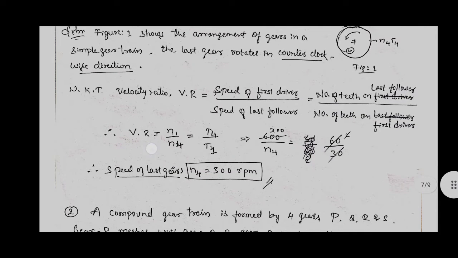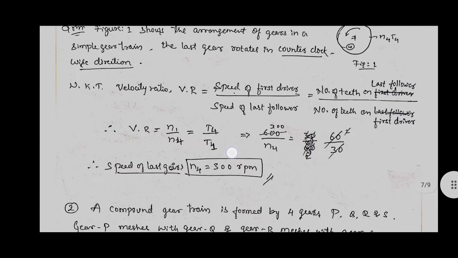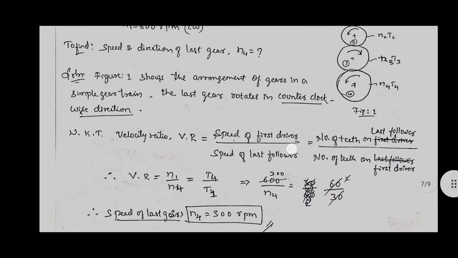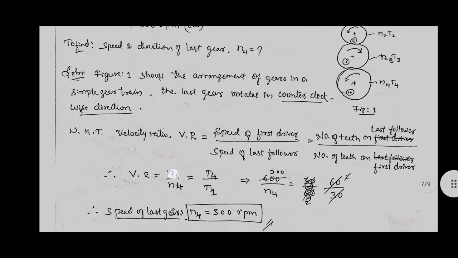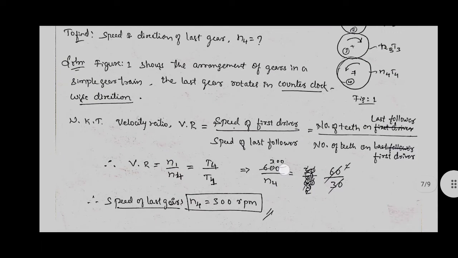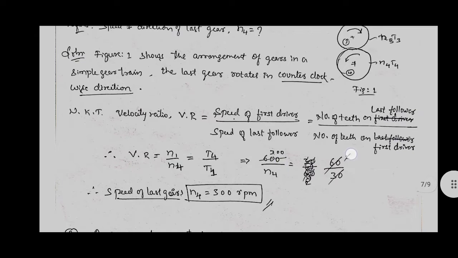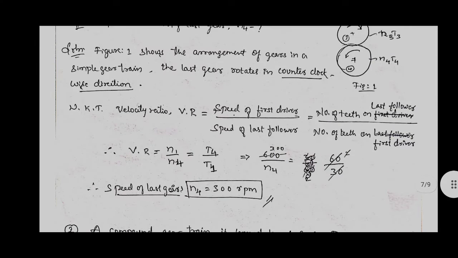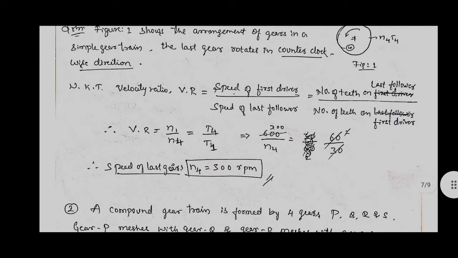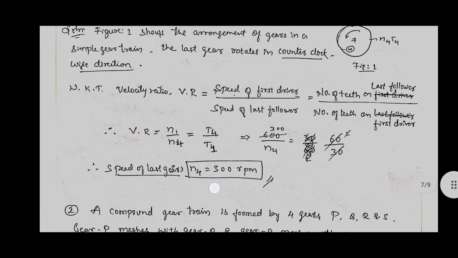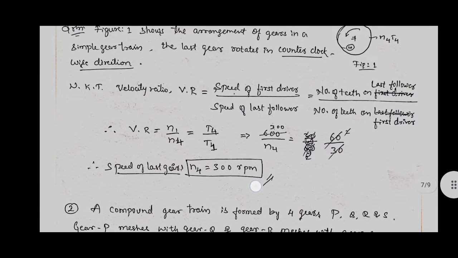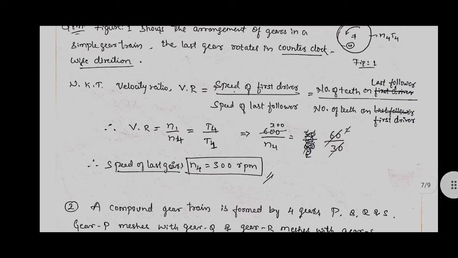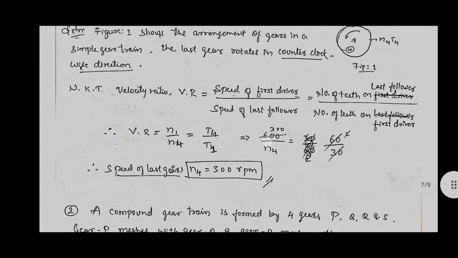So velocity ratio is equal to n1 by n4, which is equal to t4 by t1. You know the n1 value, you don't know the n4 value, so you put 600 by n4 equal to t4 is 60 and t1 is 30. So you can write it as 60 by 30 and solve this problem. If you solve it, we get the final answer: n4 is equal to 300 rpm, that is 600 by 2.